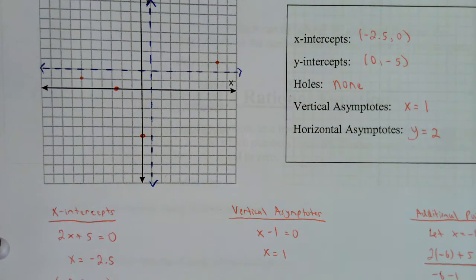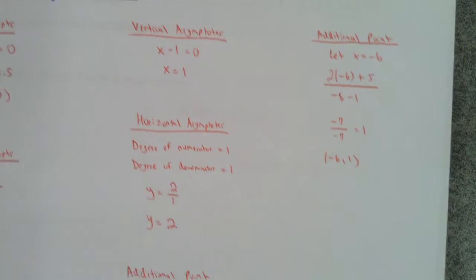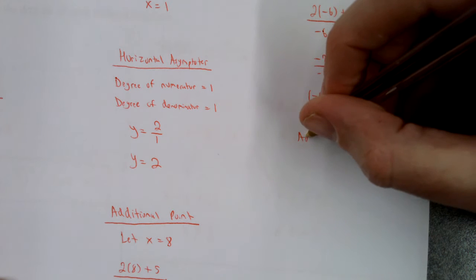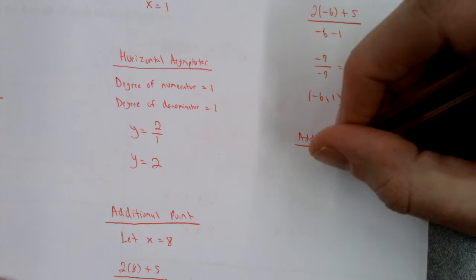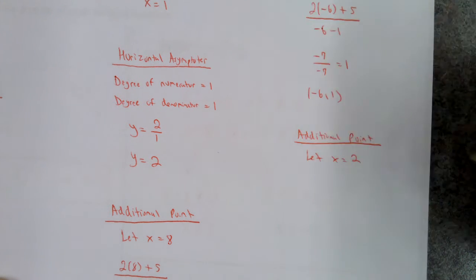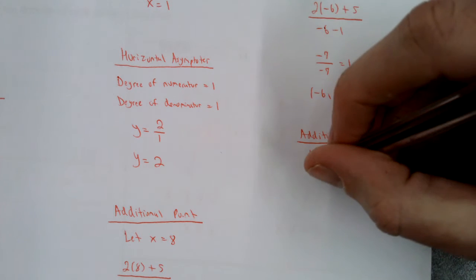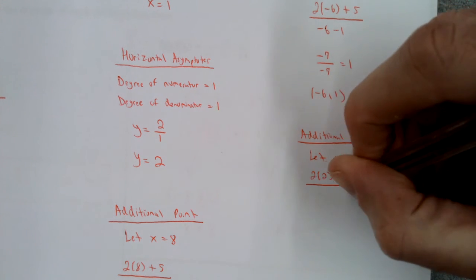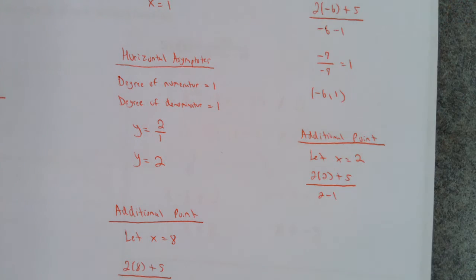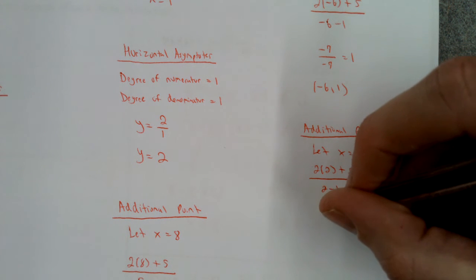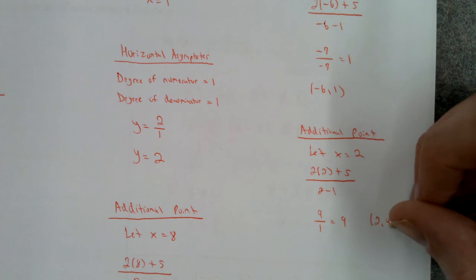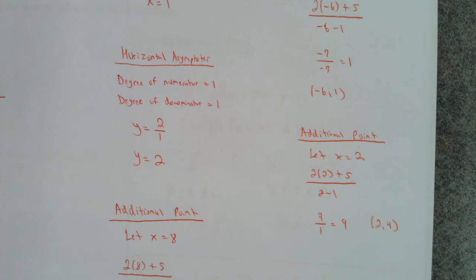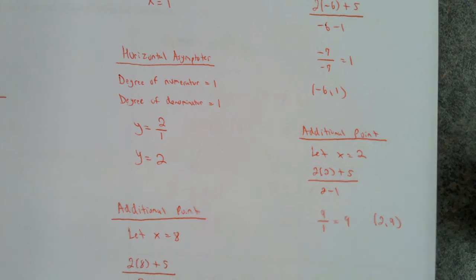Let me get a couple more. Let's do x equals 2. Go back to the original problem. 2 times 2 plus 5 over 2 minus 1. That'll be 9 over 1, equals 9. That means you have the additional point 2 comma 9. Graph that.